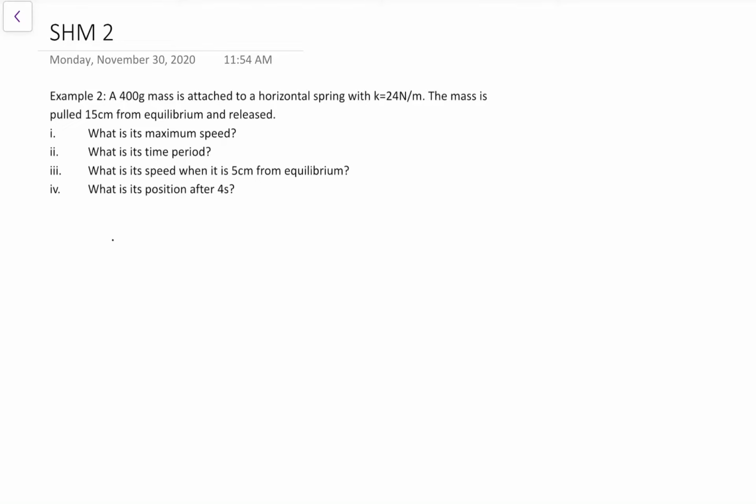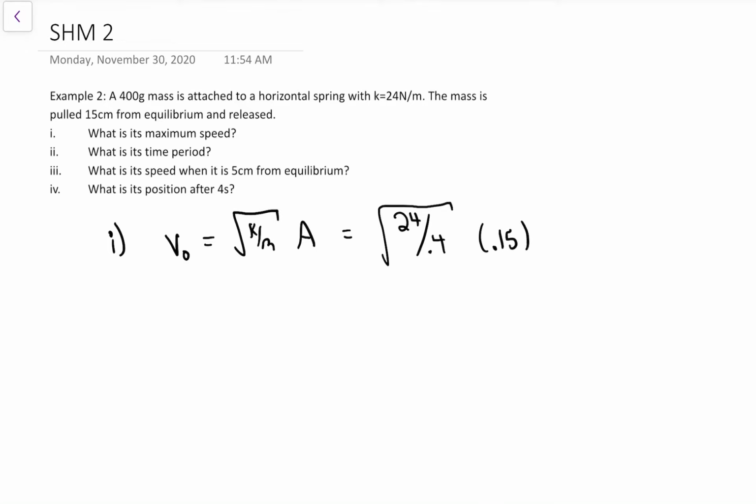So for a question like this, the first part is what's its maximum speed? Our maximum speed equation came from conservation of energy. Maximum speed is root k over m, multiplied by amplitude. That's a little bit messy, but for this one it's just plug and chug. Our k was 24. Our m we have to put in kilograms is 0.4, so square root of that, and multiply that by the amplitude, which was 0.15 meters. Chug it out. I'm getting a maximum speed of 1.16.